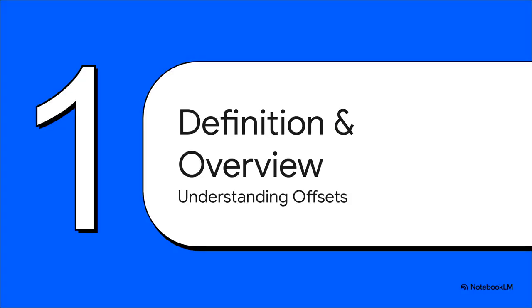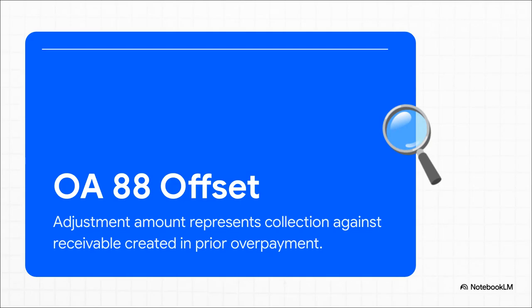Section 1. Definition and overview of offsets. So, what exactly does claim adjustment reason code OA88 actually mean when you see it on an EOB? Basically, an offset means the allowed amount on your current claim hasn't been paid out in cash. Instead, the payer has applied it to make up for an overpayment they made on a completely different previous claim. It's like the insurance company realizes, whoops, we paid you too much last time, so they're just balancing the books by withholding your payment on this current claim.